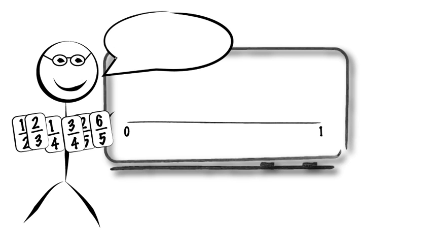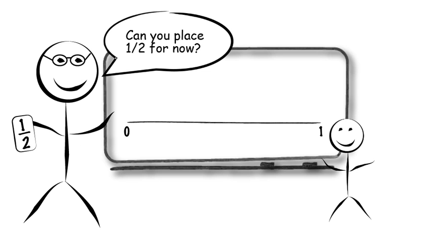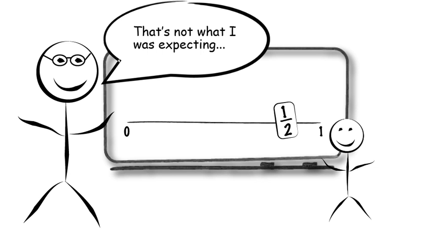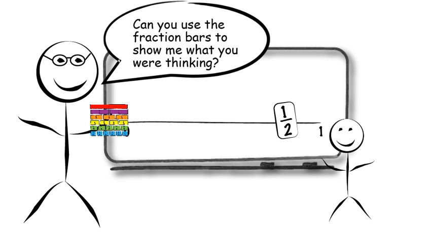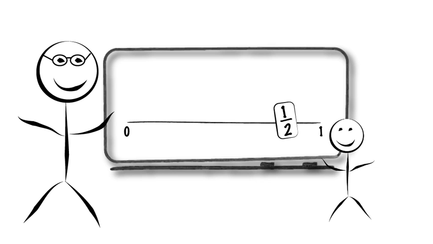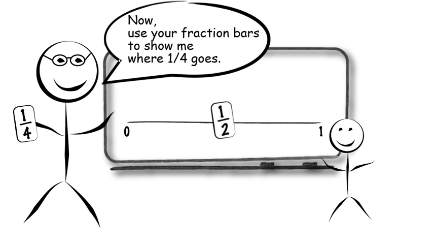Imagine you have a student who can't even begin this problem. Use the questions you anticipated earlier in this video series to monitor. Ask them to try an easier step first, like, can you place 1/2 for now? Even if their thinking is not what you expected, probe their thinking by asking them to show what they're thinking with the fraction bars. Extend or press them to continue using fraction bars with the other fraction cards like 1/4.